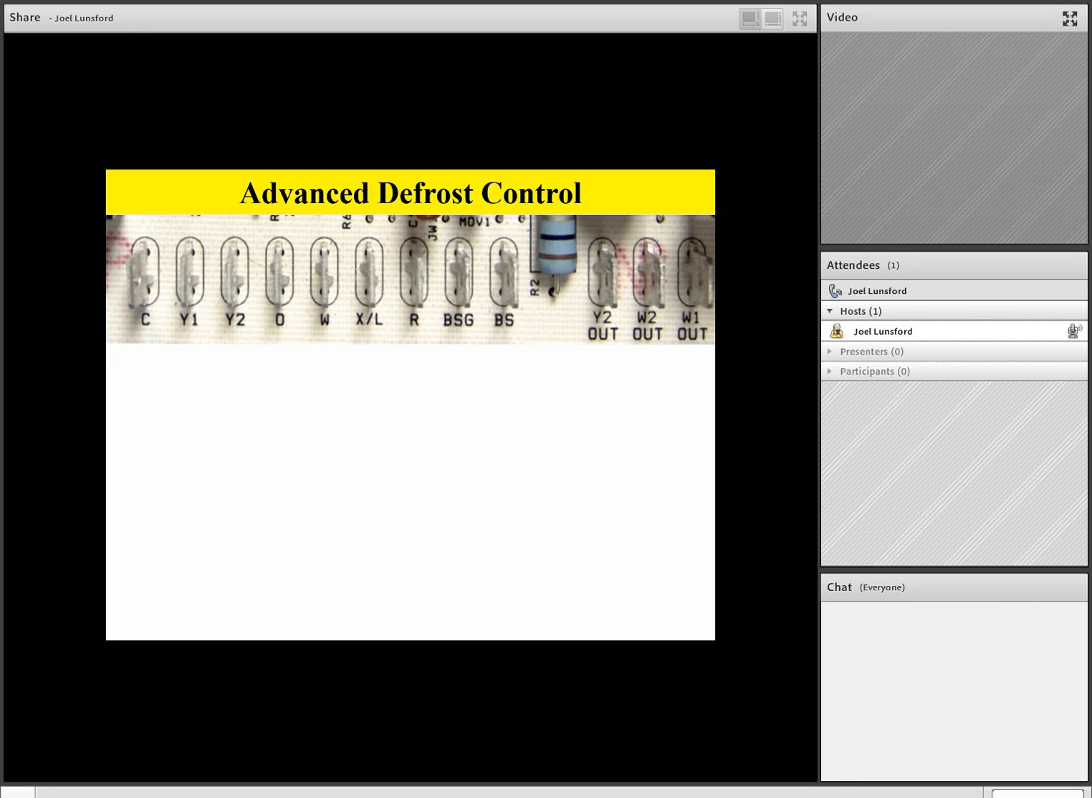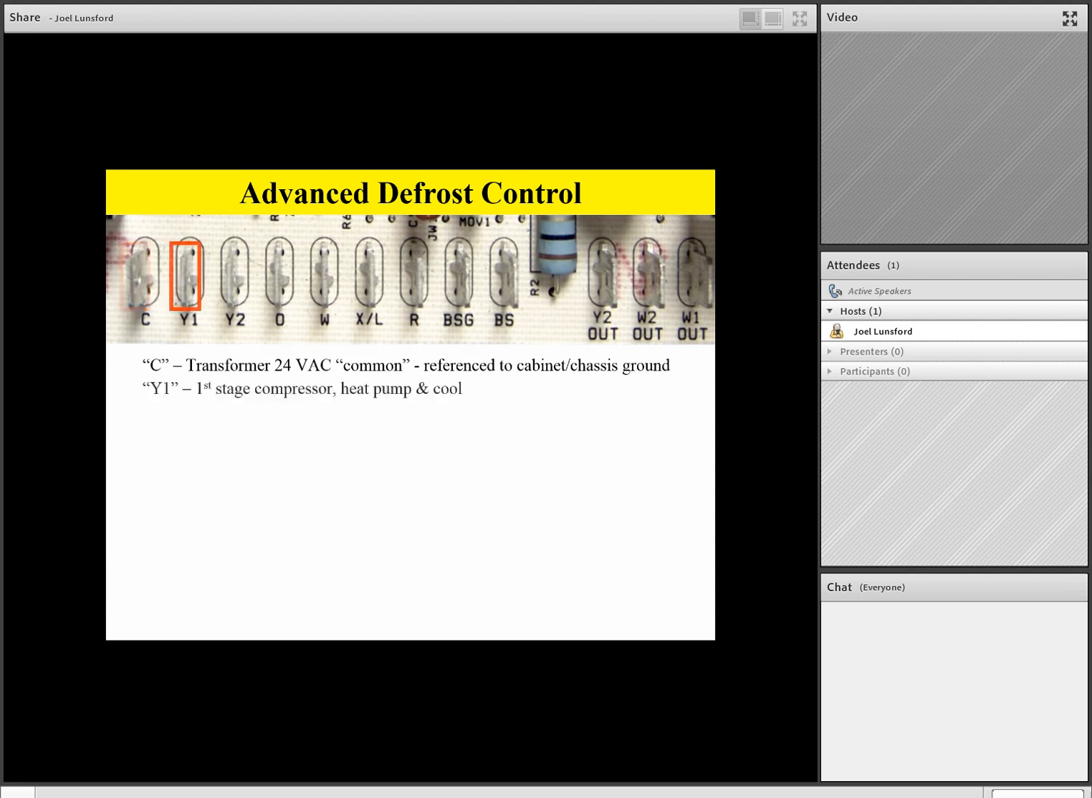So C is your 24 volt common. That's one of the wires that powers the board up all the time. It is referred to as chassis ground, or reference to chassis ground. So C is 24 volt common. Y1 is our first stage compressor call from the thermostat. So if we have a two-stage piece of equipment, Y1 will be our first stage compressor operation.